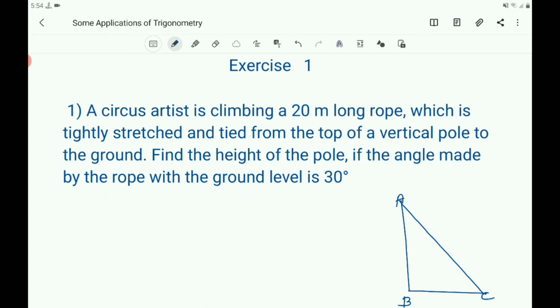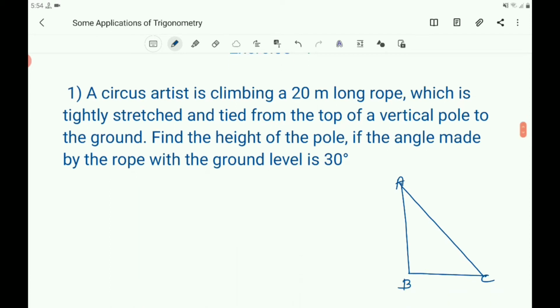A circus artist is climbing a 20-meter long rope which is tightly stretched and tied from the top of a vertical pole to the ground. Find the height of the pole if the angle made by the rope with the ground level is 30 degree.